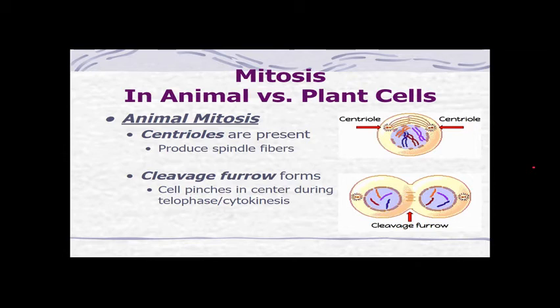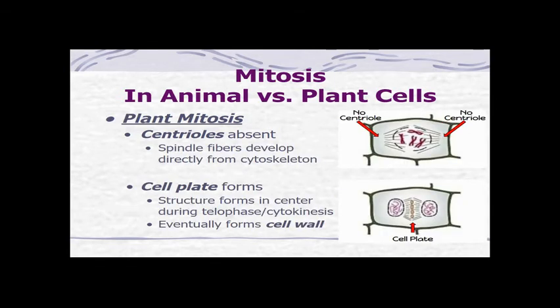Plant mitosis, on the other hand, plants do not have centrioles, but they're still able to produce the spindle. The spindle just grows directly from the cytoskeleton rather than having that special structure to grow the spindle from. Another thing that happens is that we're not going to see any pinching, and that's because plant cells have a cell wall, and that's much too rigid for the cells to pinch. So instead, a structure called the cell plate is going to form in the center of the cell during telophase and cytokinesis. And this cell plate eventually becomes the cell wall, dividing those two new cells.